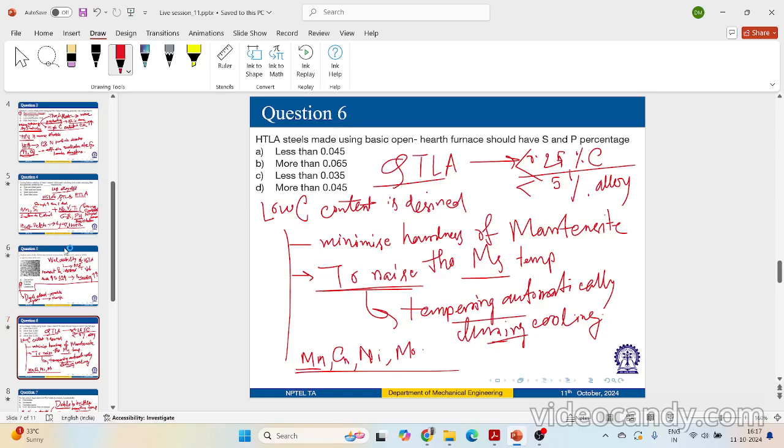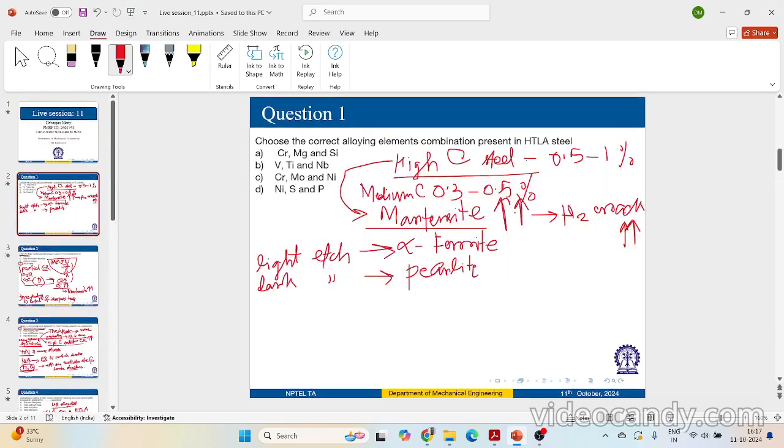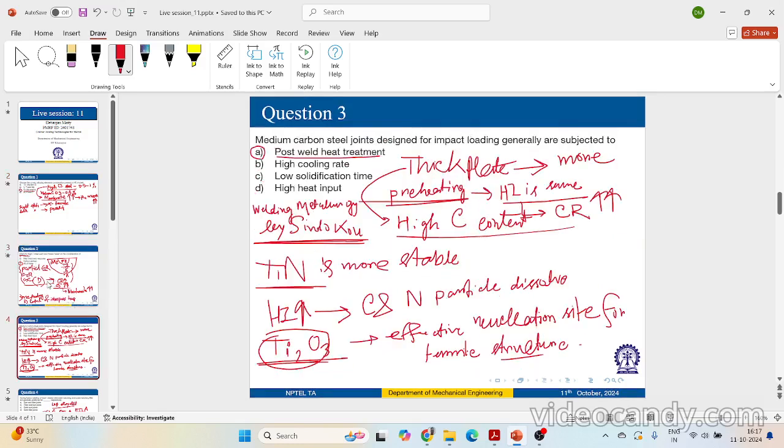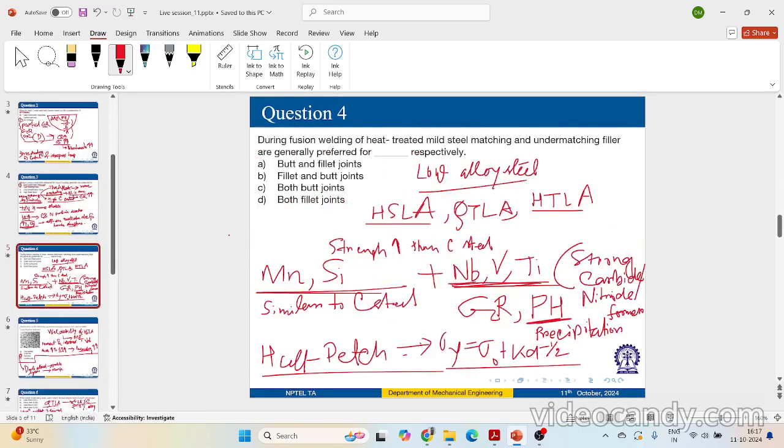Manganese, nickel, molybdenum, chromium. These are my alloying elements for high strength low alloy steels also. So option C is correct. Okay, we have done this.